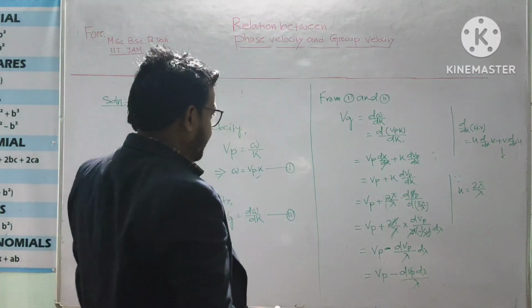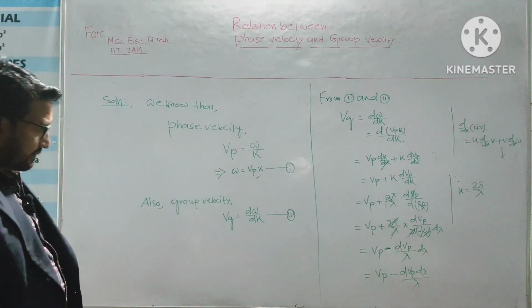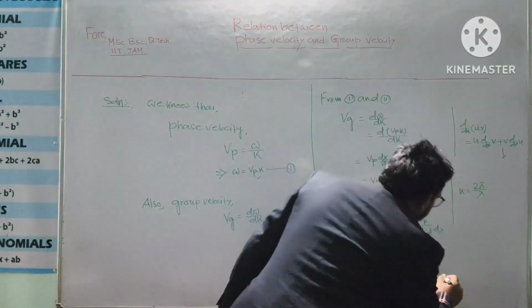So this is the relation between group velocity and phase velocity. So this is our required answer.